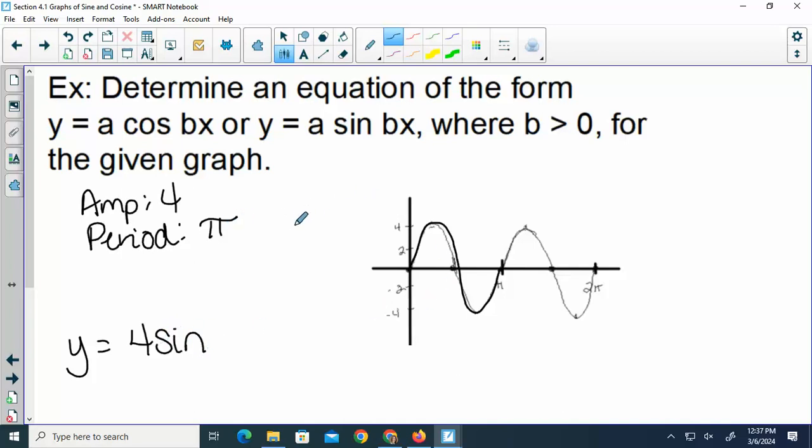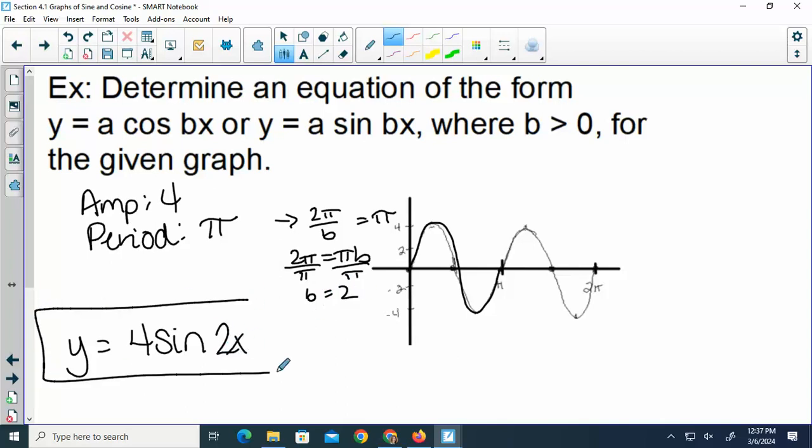Okay, so for our angle, we know period is found by doing 2 pi divided by the number in front of x. And that had to equal pi. B is 2. So it's 4 sine of 2x. Alright, so if you're asked to write the equation, you have to kind of work backwards. Decide is it sine or cosine. Look at your amplitude and period and get your equation from there.